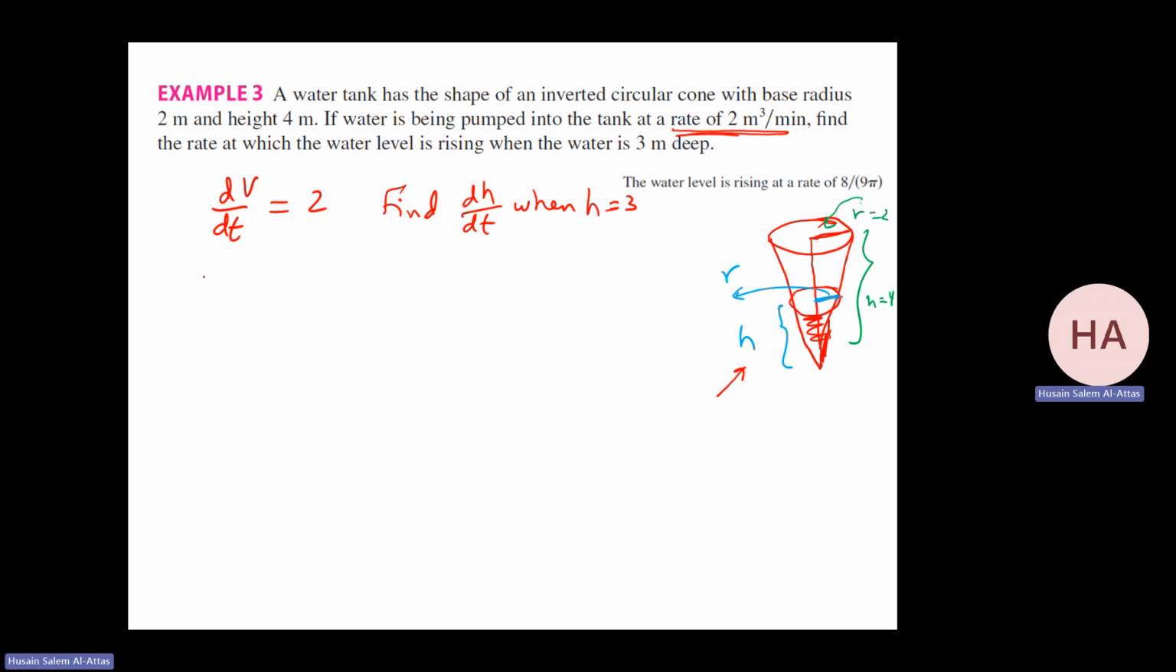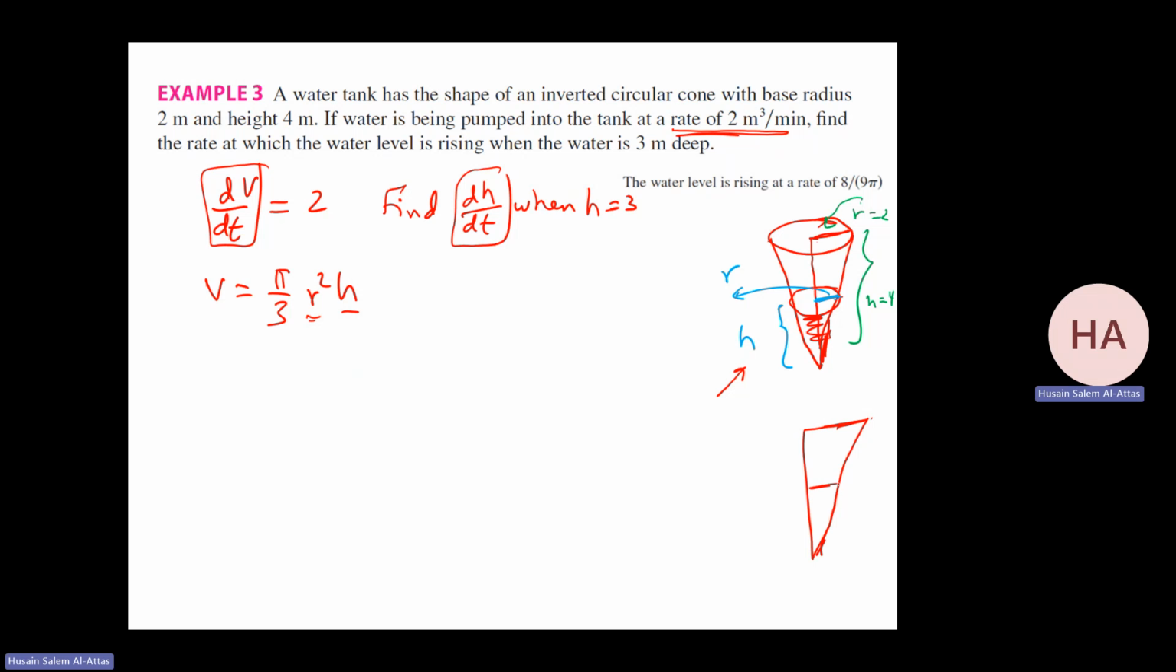Okay. What is the volume of the cone? That will be pi over 3 r squared h. But this is relating the r and the h. But I want the relation between v and h. That's what I am looking for. So I need to get rid of r. If you notice here, look at this.